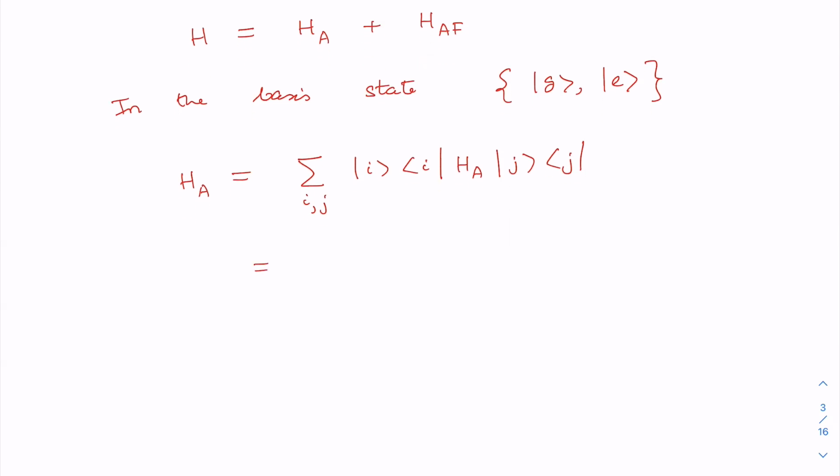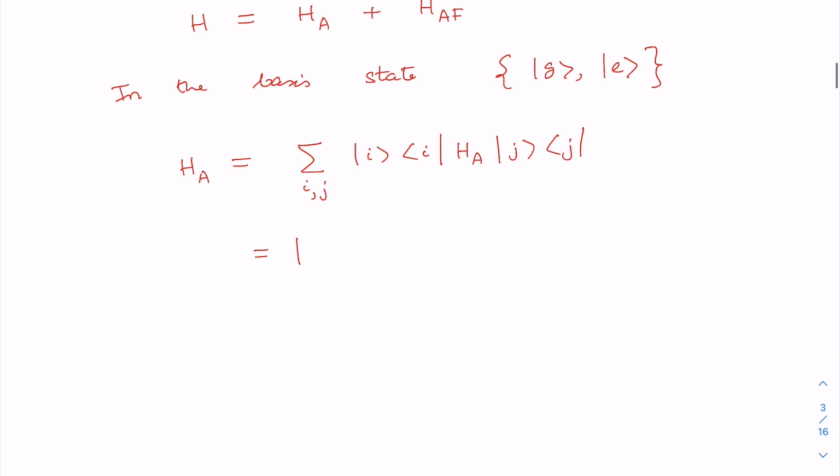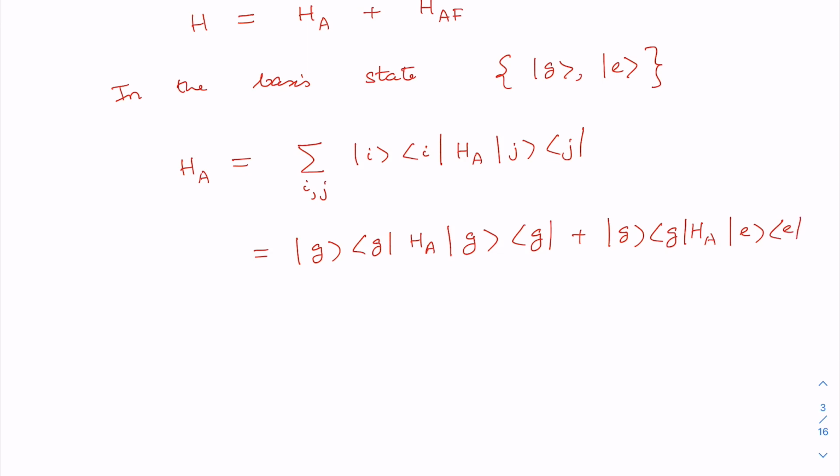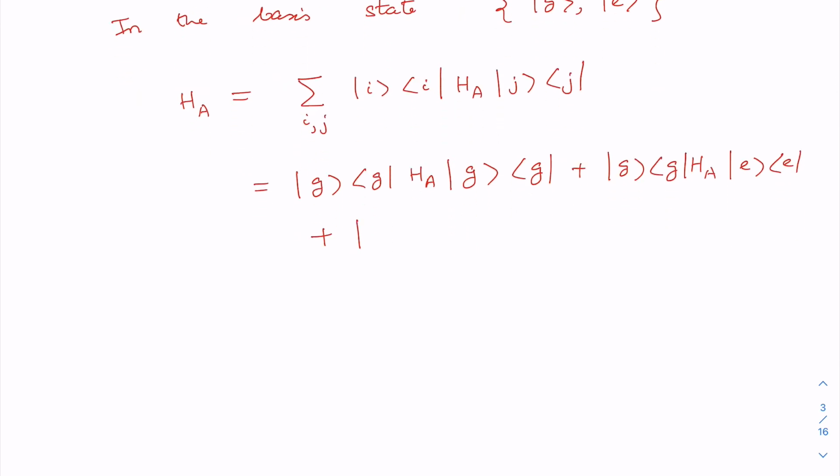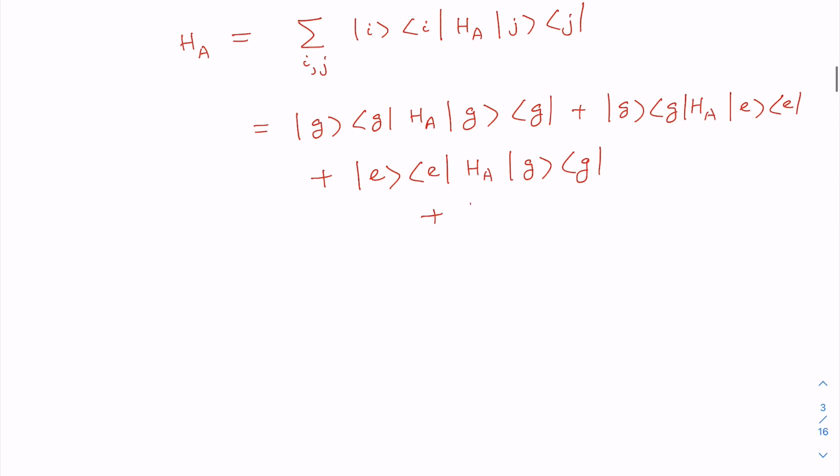Now I have two states. It's a two-state problem. So if I open it up, I will have <g|HA|g> |g><g| plus |g><g|HA|e> |g><e| plus |e><e|HA|g> plus |e><e|HA|e>. So we'll have these four terms.